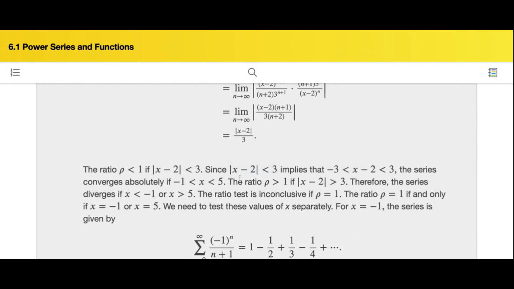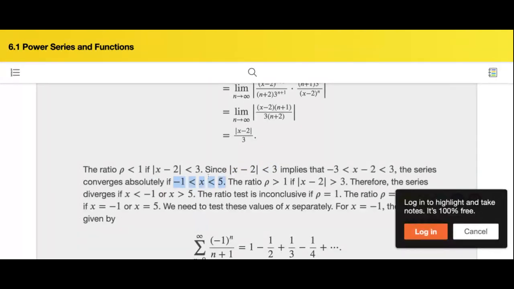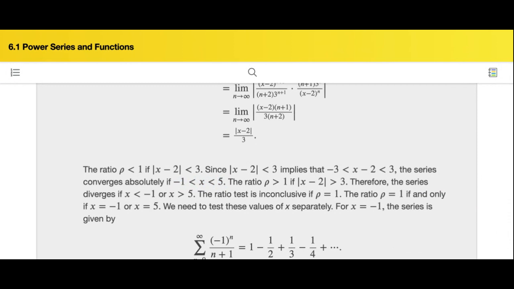So the absolute value of x minus 2 less than 3 implies that x minus 2 is greater than negative 3 but less than 3. Then we add 2 to negative 3 and positive 3. So we get x greater than negative 1 but less than 5. So do you see the interval of convergence? The interval of convergence is open parenthesis, negative 1, comma, 5, close parenthesis.